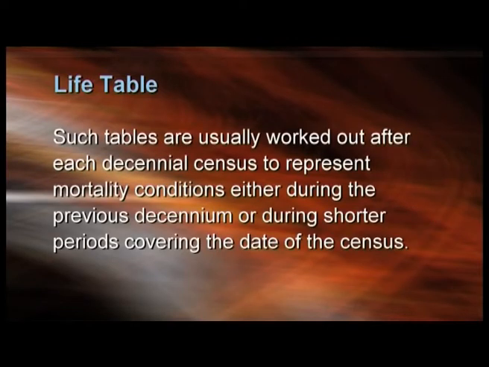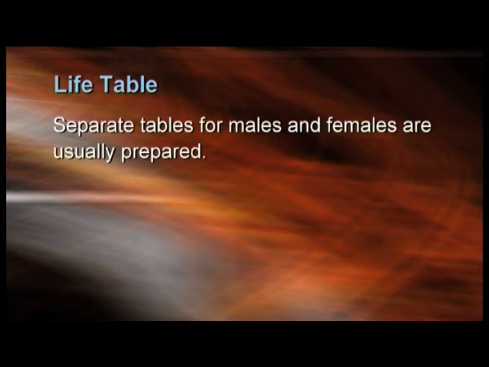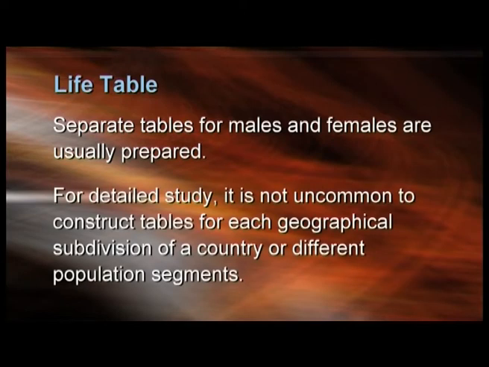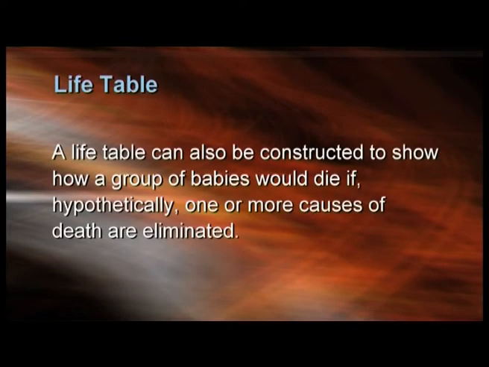Such tables are usually worked out after each decennial census to represent mortality conditions either during the previous decennium or during shorter periods covering the date of the census. Separate tables for males and females are usually prepared. For detailed study, it is not uncommon to construct tables for each geographical subdivision of a country or different population segments. A life table can also be constructed to show how a group of babies would die if hypothetically one or more causes of death are eliminated.